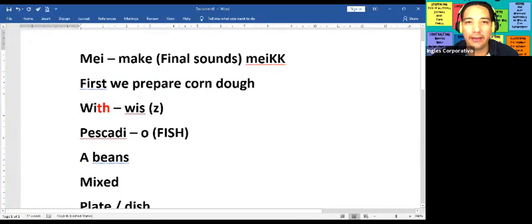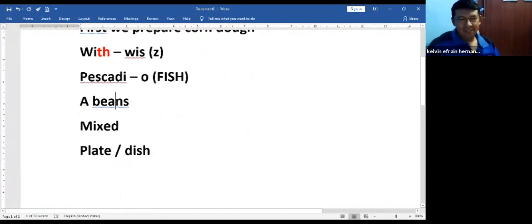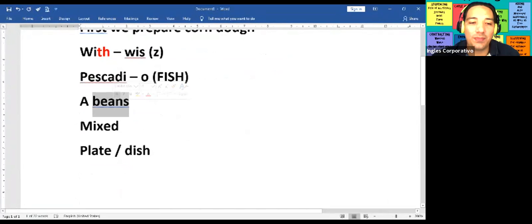Okay, with, with. Aquí te trababas y decías pescadi o pescado, o querías decir fish. Ok, with fish, fish. Ok, pronunciation. Ah, no, no, beans. Estaba bien la pronunciación, pero faltaba algo acá.